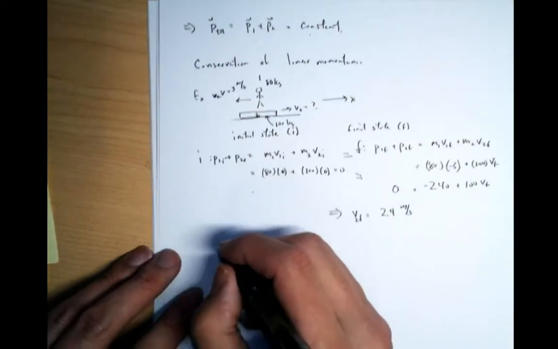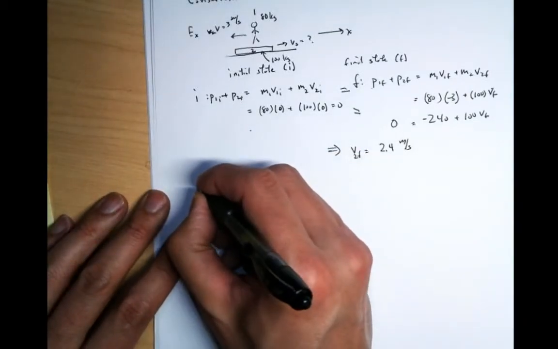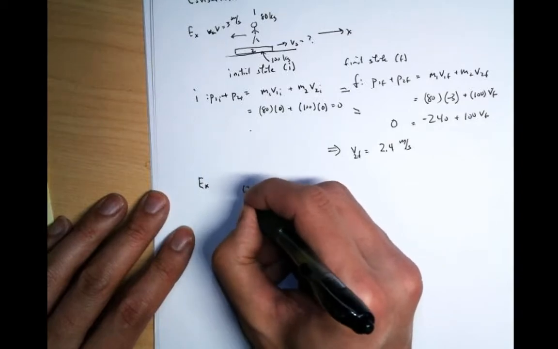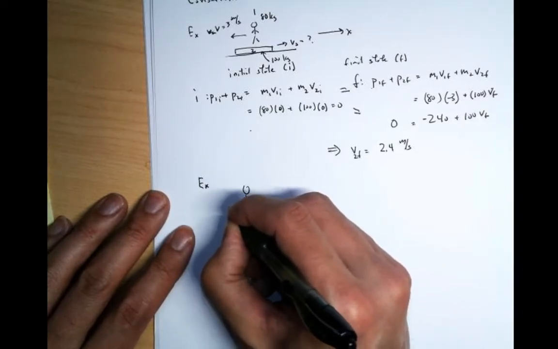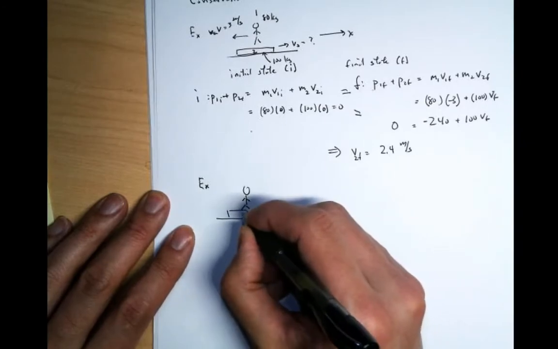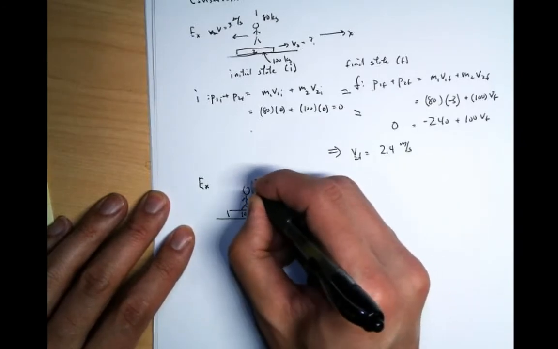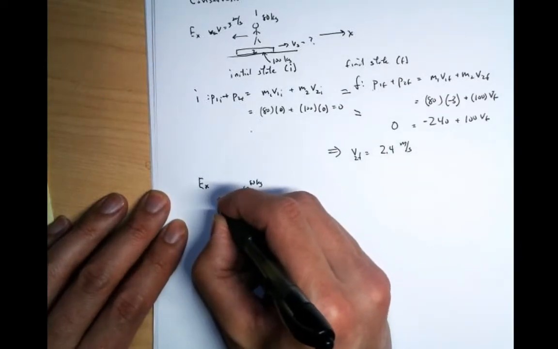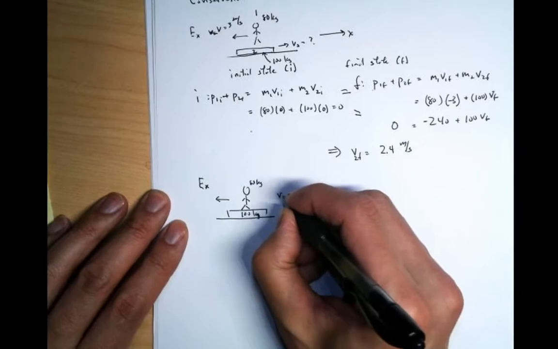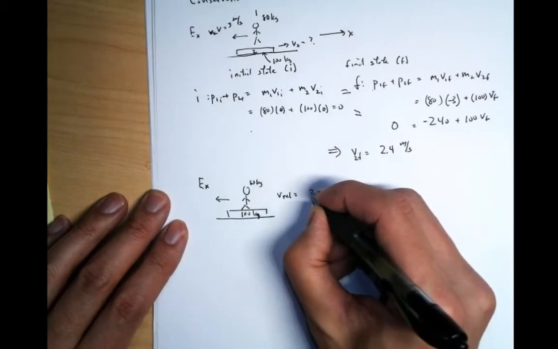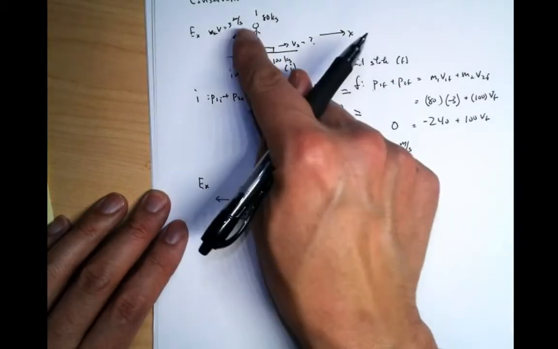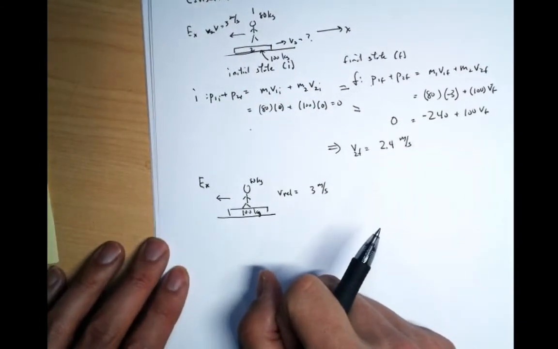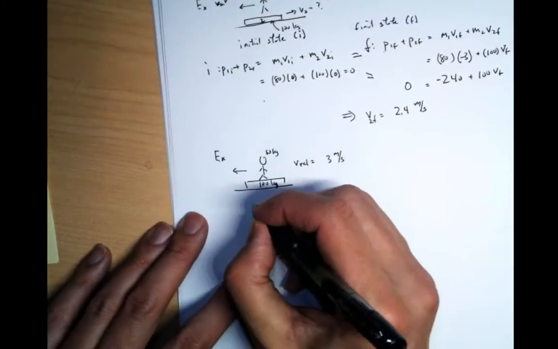So let's try another one. Same situation again. This is 100 kilograms again. That's 80 kilograms again. The person stops still and eventually runs off, such that the relative velocity is equal to 3 meters per second, not v2. So this is relative to the sled. Okay, let's do this example now.